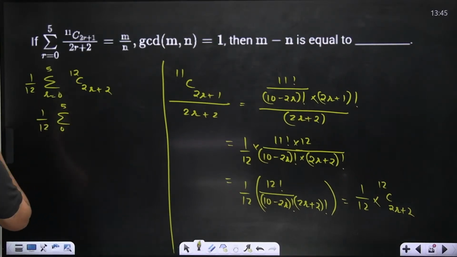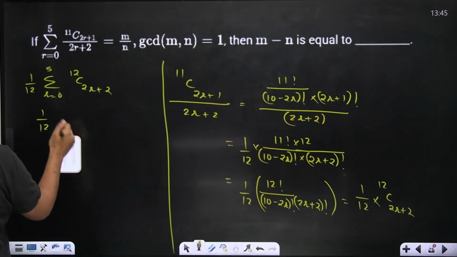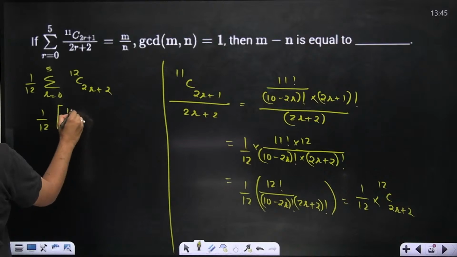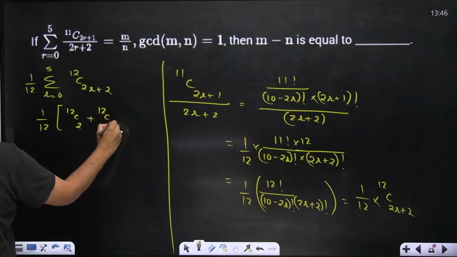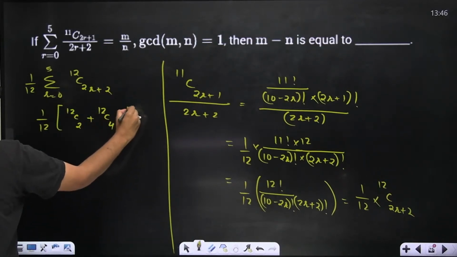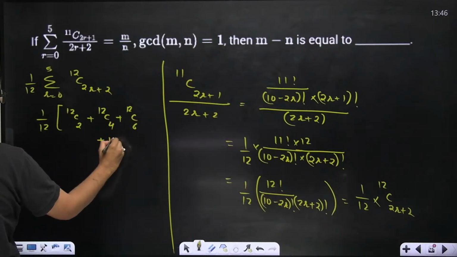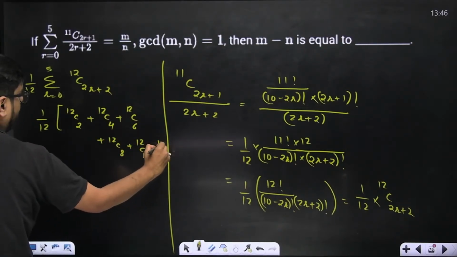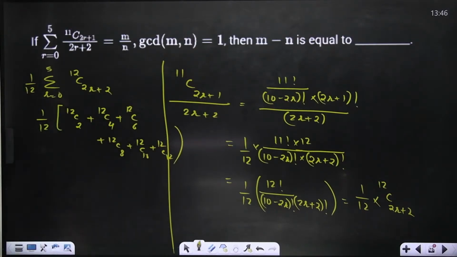Now check the summation. What will be the first term? Let's open the summation. What will be the first term? 12C2, plus, put 1, 12C4, plus 12C6 plus 12C8 plus 12C10 plus 12C12. Right? This only will come. Sum of binomial coefficients.